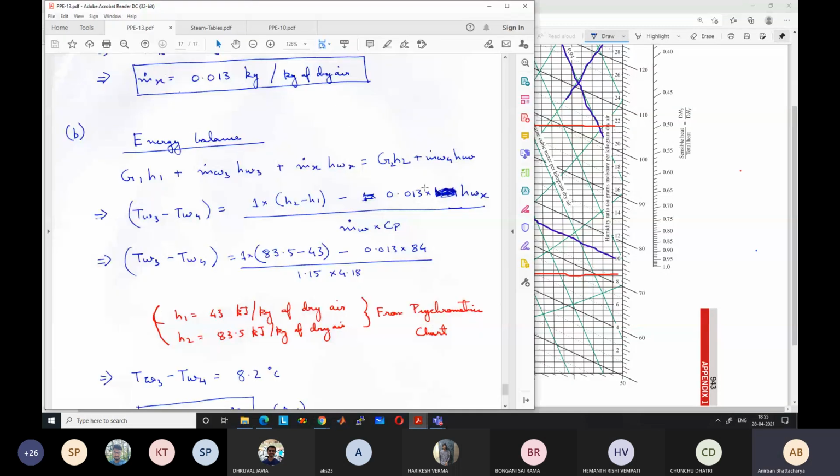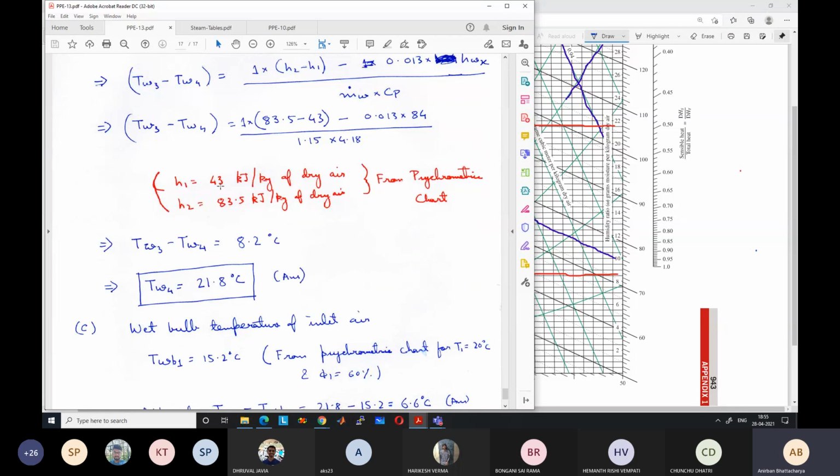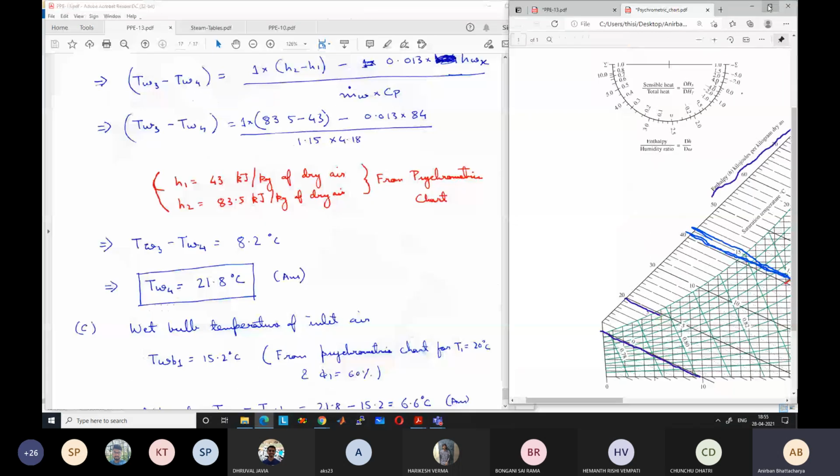From the psychrometric chart, I have obtained H1 equal to 43, H2 equal to 83.5 kilojoule per kg of dry air. Your values can be slightly different. It is acceptable because we are manually calculating. So ultimately, I am getting TW3 minus TW4 as 8.2 degrees centigrade. Again, the value may change slightly, but the process should be the same.